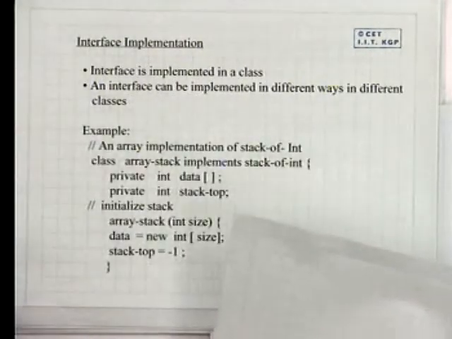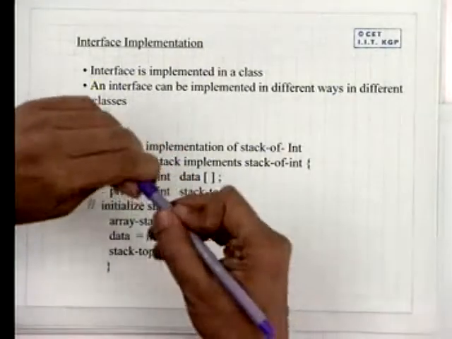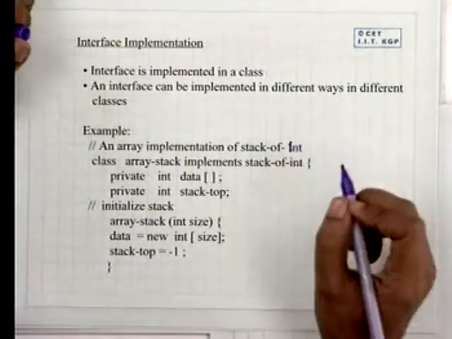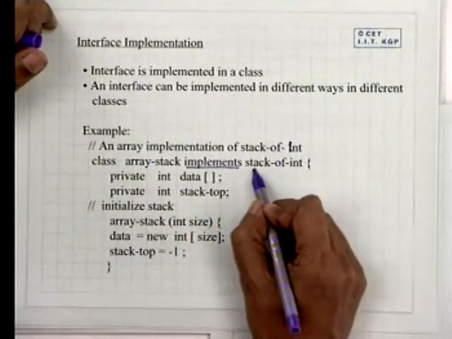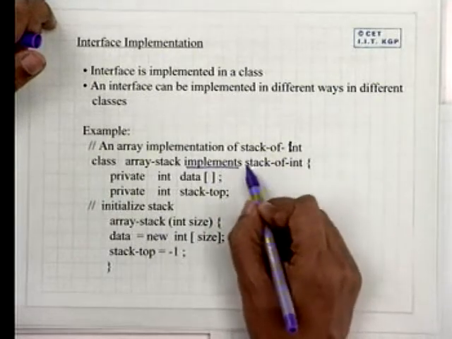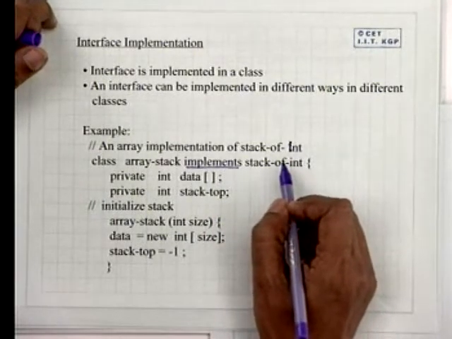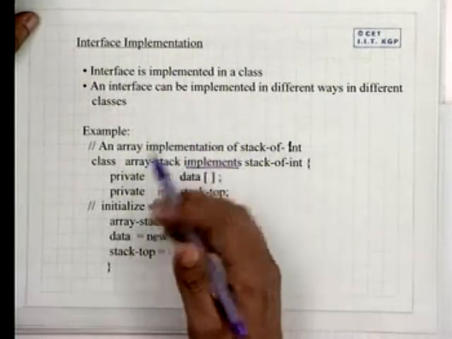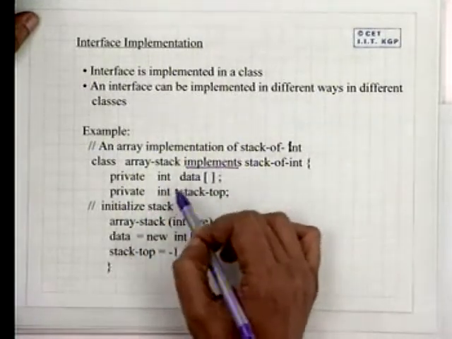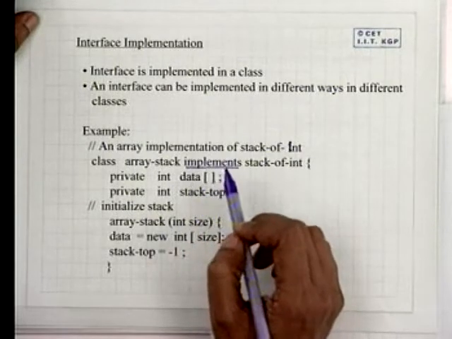So let's take a simple array implementation of a stack of int. We say class ArrayStack implements, this is the keyword, implements StackOfInt. The interface, as we will see later on, defines a type, so we can define variables of type StackOfInt. Now inside this we define two private data members, because we do not want the content, how this stack of int is implemented, to be accessible to the external world.